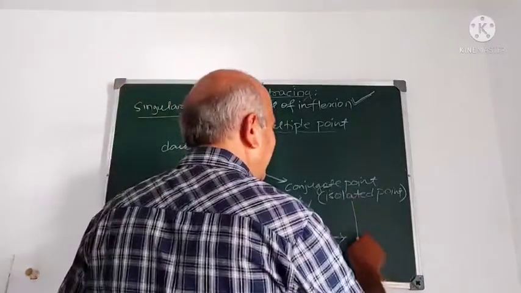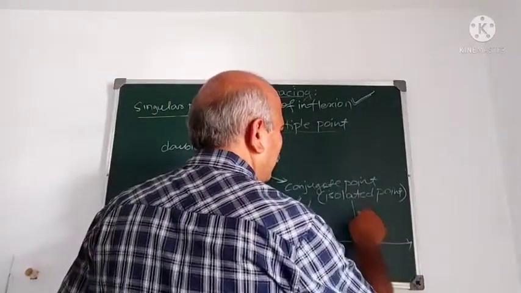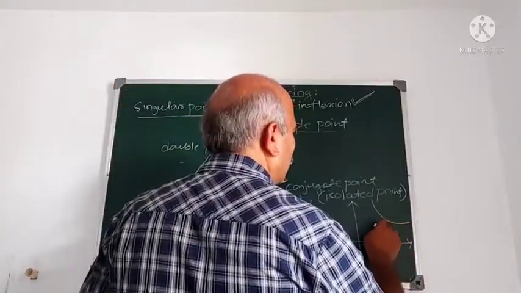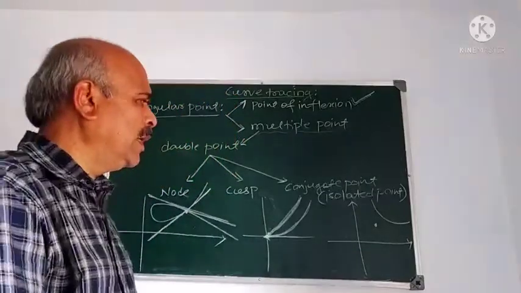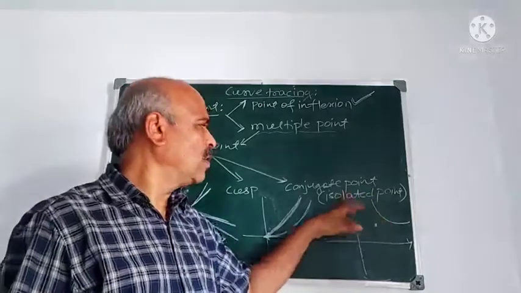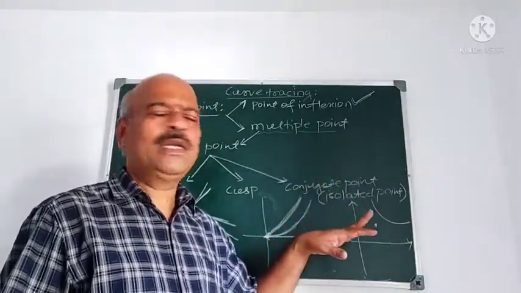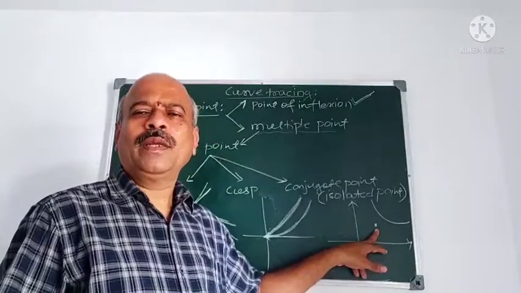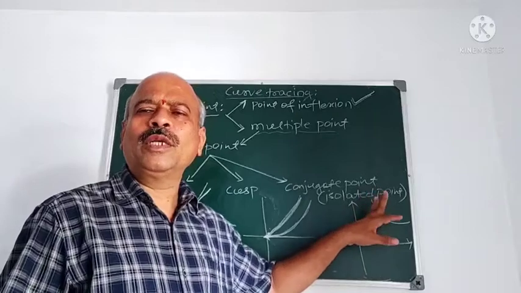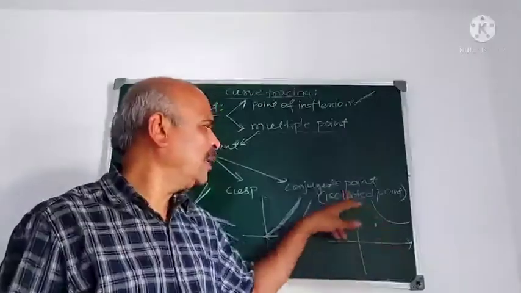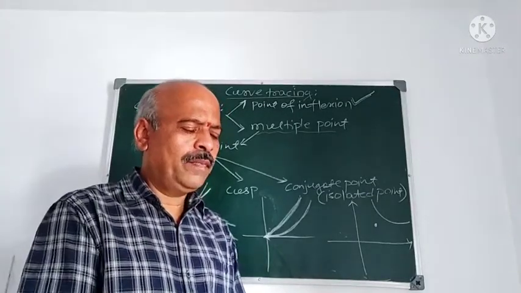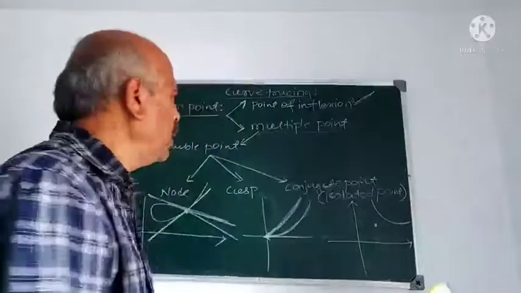Now, what is an isolated point? An isolated point or conjugate point is a point with respect to a curve in whose neighborhood no points of the curve lie. That is called a conjugate point. What do you mean by conjugate point? A conjugate point is a point in whose neighborhood no point of the curve lies. That is called a conjugate point or isolated point. This is about cusp, node and conjugate points.